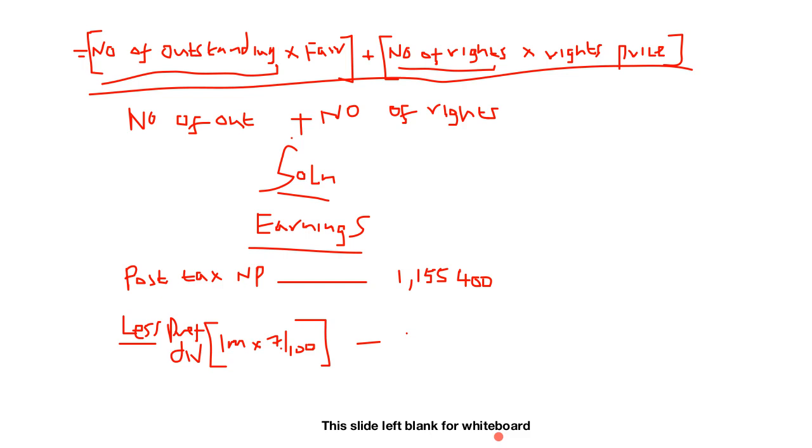So that is 70,000. Okay, Benjamin Mutua, Kibibi Bakari, Nicholas Wainaina, Steve, that is okay. So we subtract that from the post-tax net profit. So if you subtract the 70,000 from 1,155,400, what will be the difference now? The difference there will now be our earnings for this particular case.